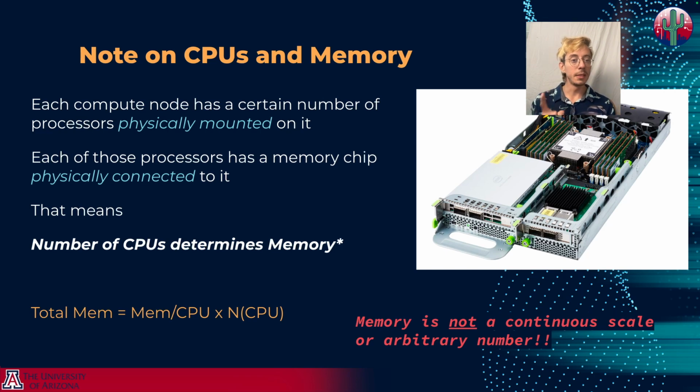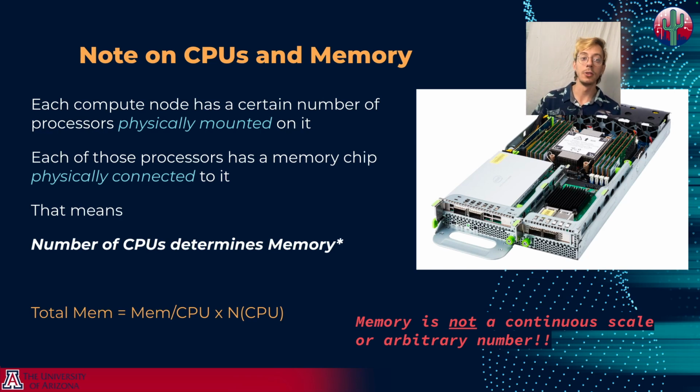So what this means here is that memory is not a continuous scale, and it's not an arbitrary number. I can't just put in any old number I like, right? If I start just making up numbers and putting them in, I'm going to get some unexpected behavior. I might be using more CPUs than I expected. If I say I want a job with 1 CPU and 100 gigabytes of memory, well, that might not work out exactly the way you expected.